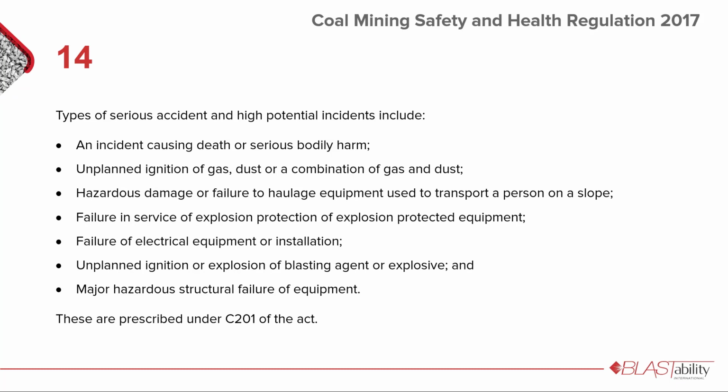14. Types of serious accident and high potential incidents include an incident causing death or serious bodily harm, unplanned ignition of gas, dust, or a combination of gas and dust, hazardous damage or failure to haulage equipment used to transport a person on a slope, failure in service of explosion protection of explosion protected equipment, failure of electrical equipment or installation, unplanned ignition or explosion of blasting agent or explosive, and major hazardous structural failure of equipment. These are prescribed under Clause 201 of the Act.